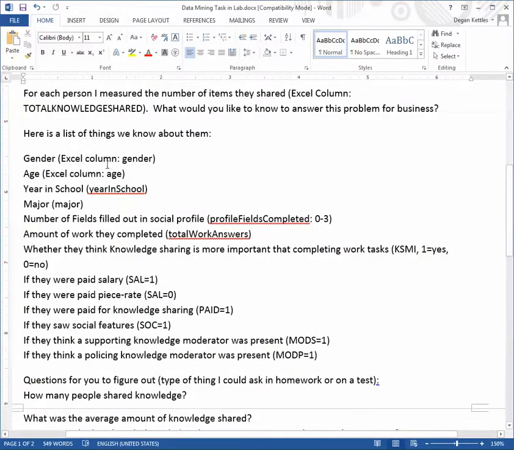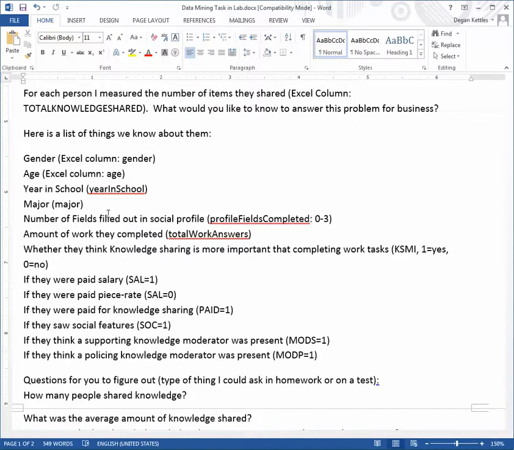Here are some things that I captured about each person. I captured their gender, their age, what year in school they were, what major they were in. And I have here in parentheses the column name that contains this information. So any of these might be predictors of why people would share knowledge or not share knowledge. And I want you to think beyond just this experiment. You might come into sets of data at work, and the idea is to try and think of what are the causal factors that might be associated with some outcome of interest.